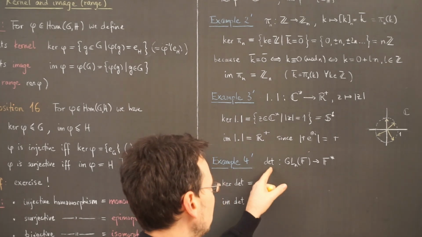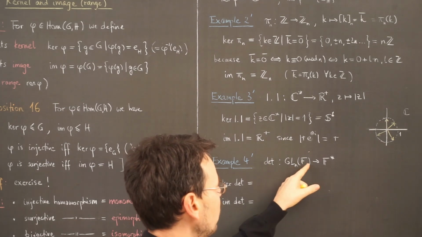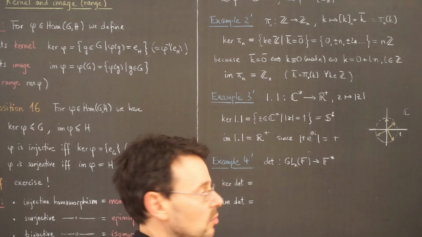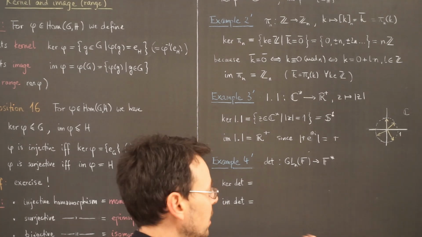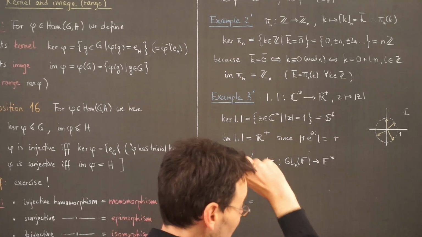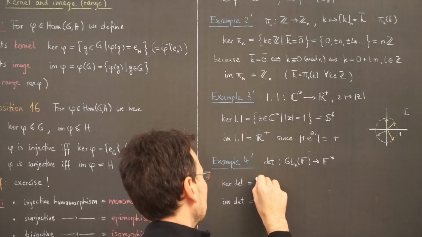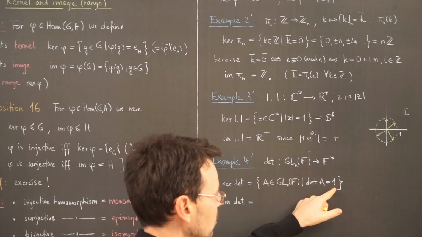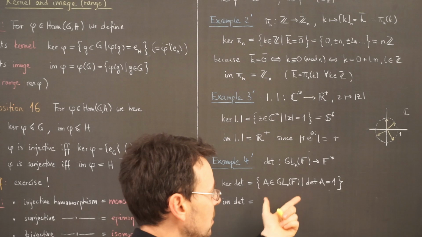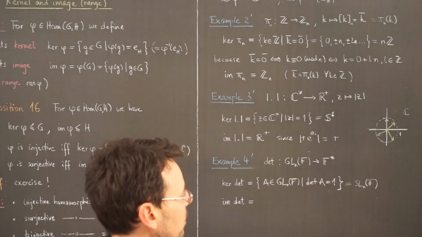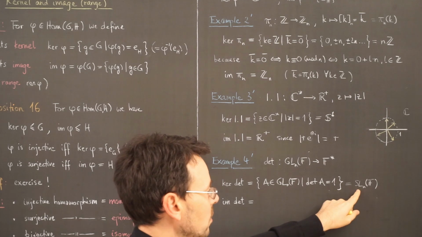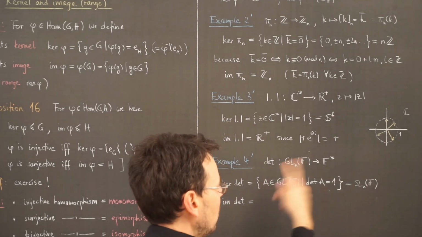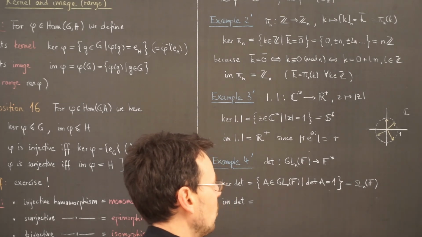Last example, the determinant from the general linear group over a field F to the multiplicative group of F. We established the homomorphism property, that's nothing but the determinant multiplication property or theorem. So what is the kernel? By definition, it consists of all the matrices here that get mapped to the neutral element or the identity of this group, which is the field element 1. And this, by definition, here is the so-called special linear group of n by n matrices over this field, all the invertible matrices with determinant 1.